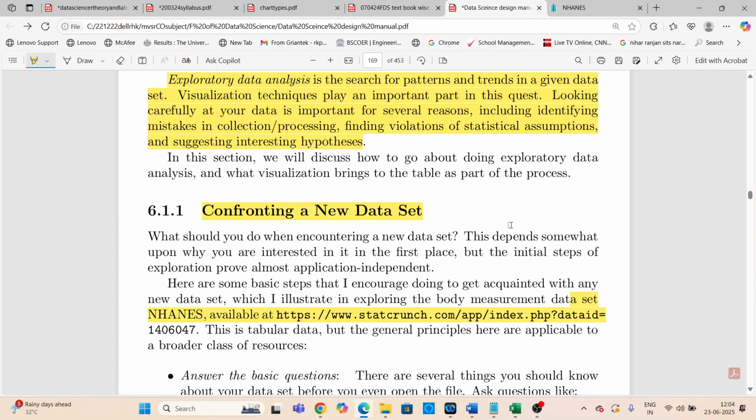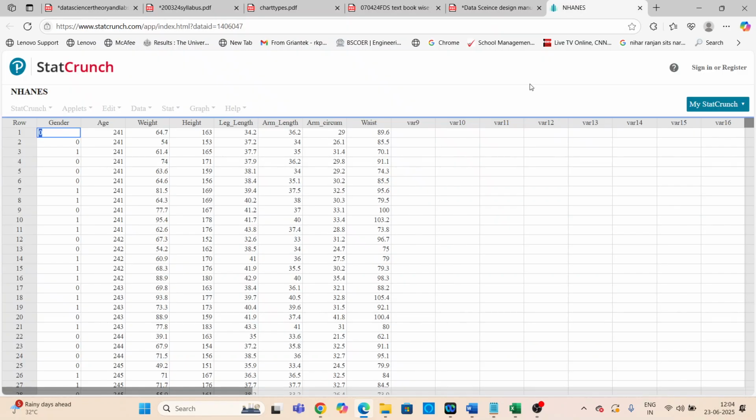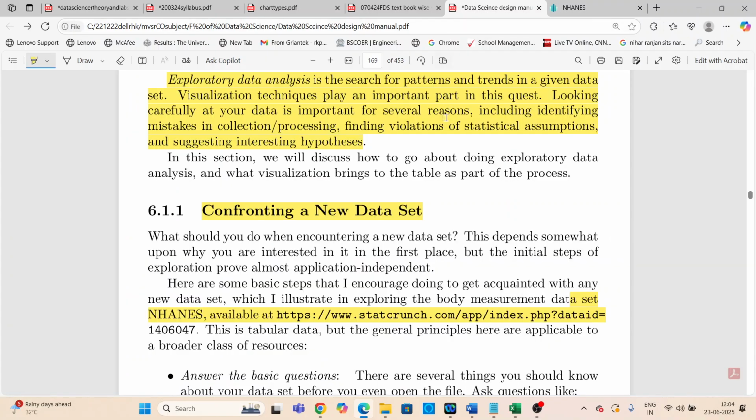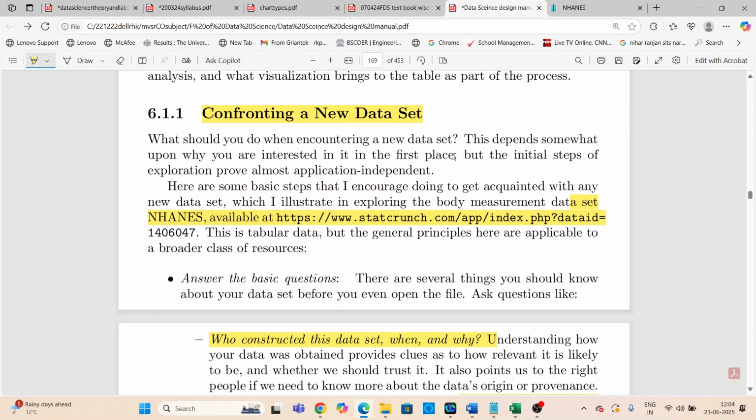So whenever I come across a new data set, let's say for example, this is my new data set. What I'm finding here, this data set is from StarCrunch, an enhanced data set, and it has gender, age, weight, height, leg length, arm length, all these kinds of information in this data set. Okay. So whenever I find a new data set, how do I start? How do I go step by step?